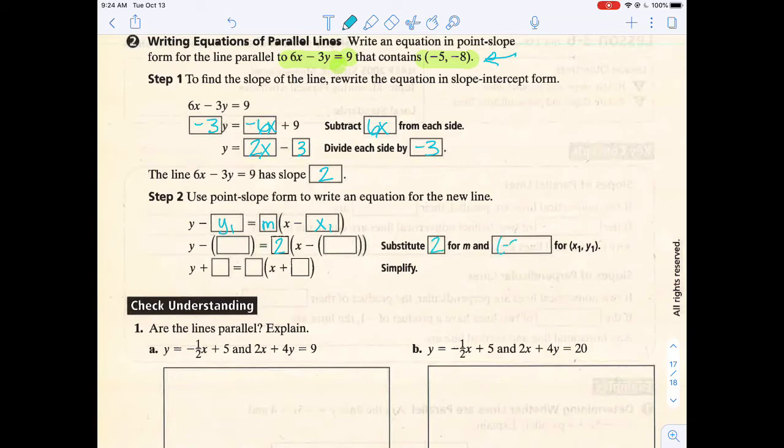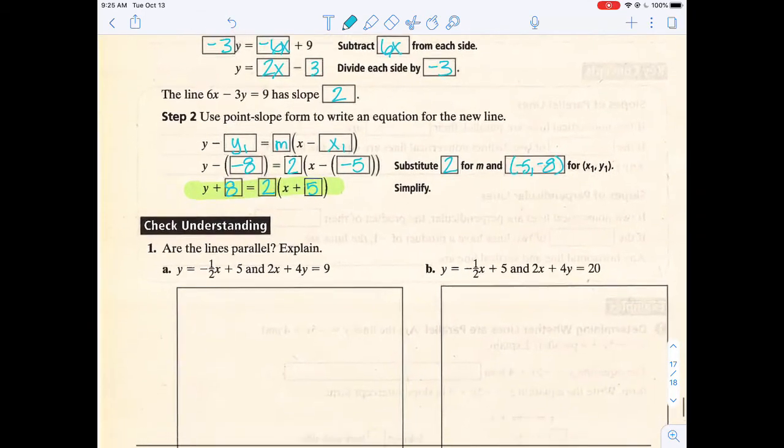Substitute 2 for m, and then the point is negative 5, negative 8. So x1 is negative 5, y1 is negative 8. Two negatives make a positive, so y plus 8 equals 2 times x plus 5. And there you go. All we did was take the slope from this first problem and use the point, plug it in point slope form, solve it until we have a line.